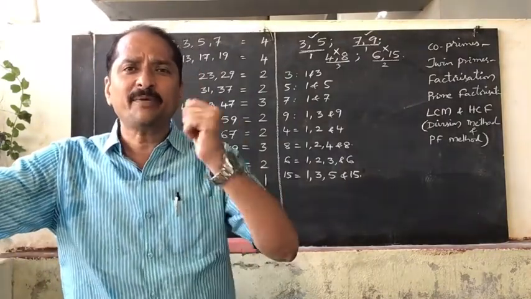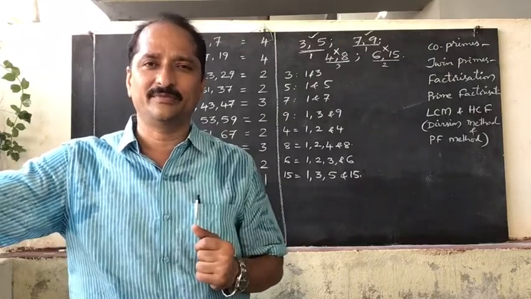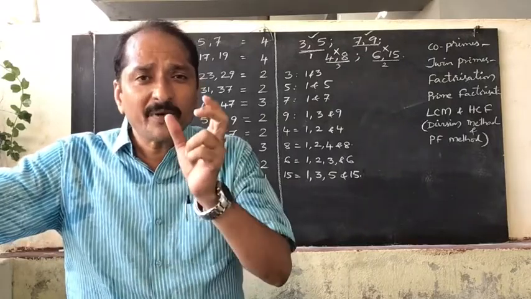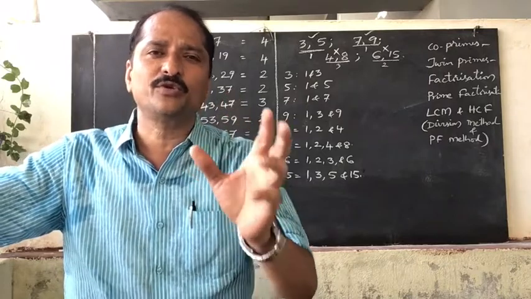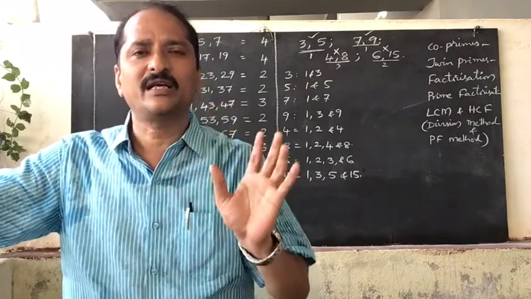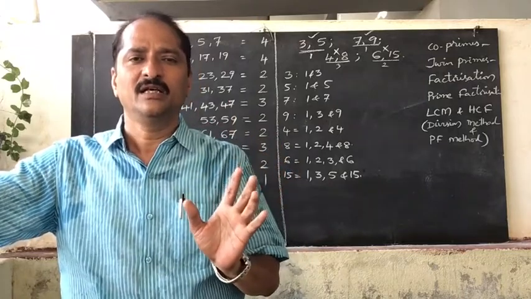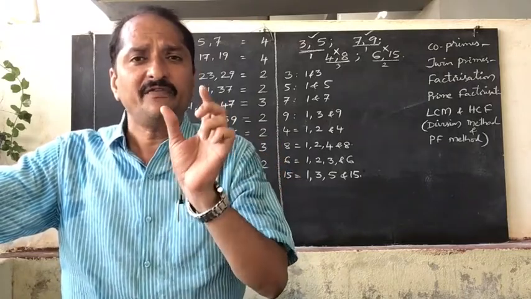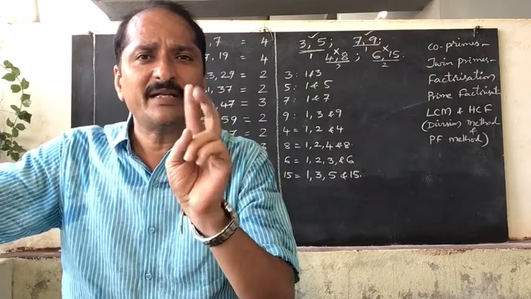And coming to twin primes. What are twin primes? Twin primes must be prime numbers only. That means, observe here, the difference of the two prime numbers is 2.